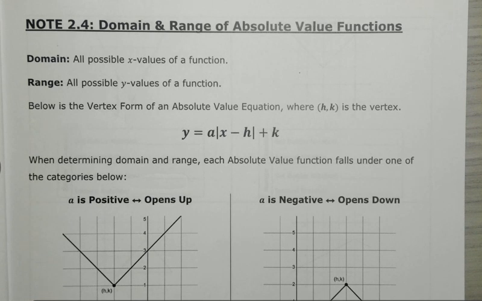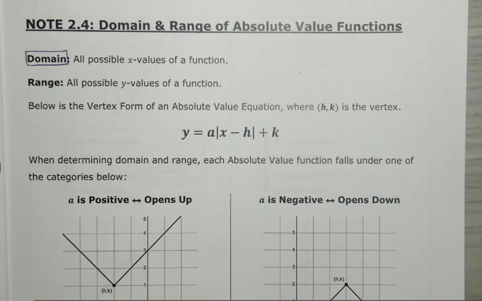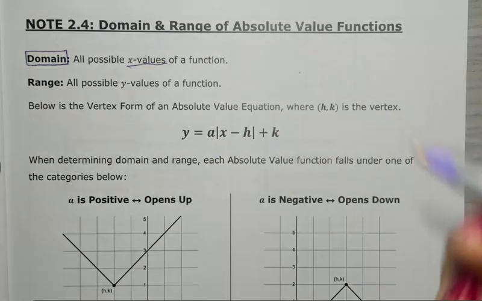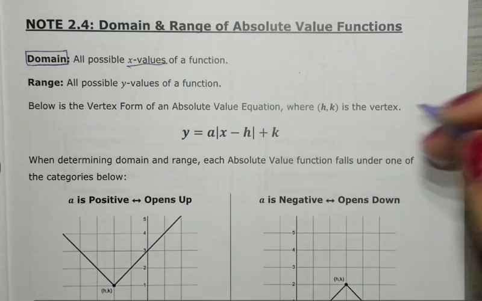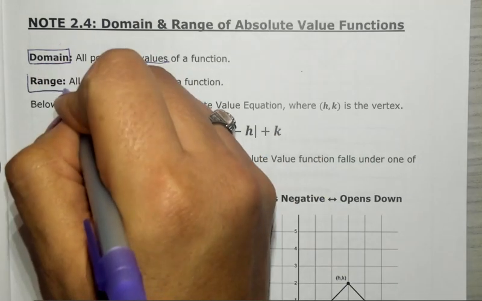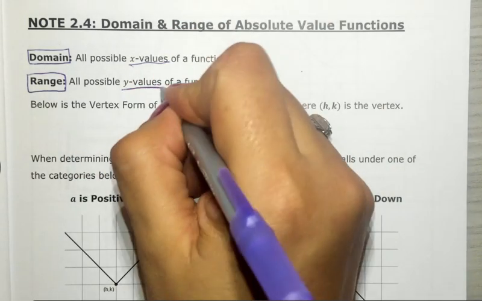Hey students, in this video I'm going to go over the domain and the range of absolute value functions. So just to recap what domain and range are, domain is the vocabulary word we use to represent all possible x values of a function. So instead of listing each x value that is being used on the graph, you just write a notation that represents all x values. And same thing with the word range, we're going to represent all y values.